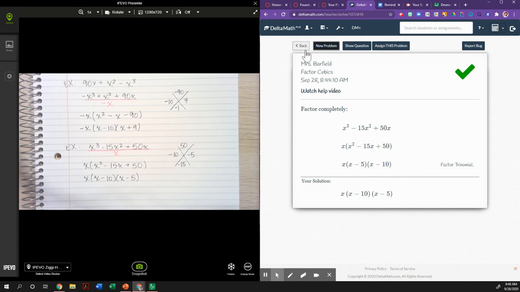All right, so that is the basic idea for factoring these particular polynomials, these cubic functions. If there's one that I did not cover, please send me a picture and I will do my best to get you some hints or to help you out. But this is how you're going to complete this first section in Delta Math.